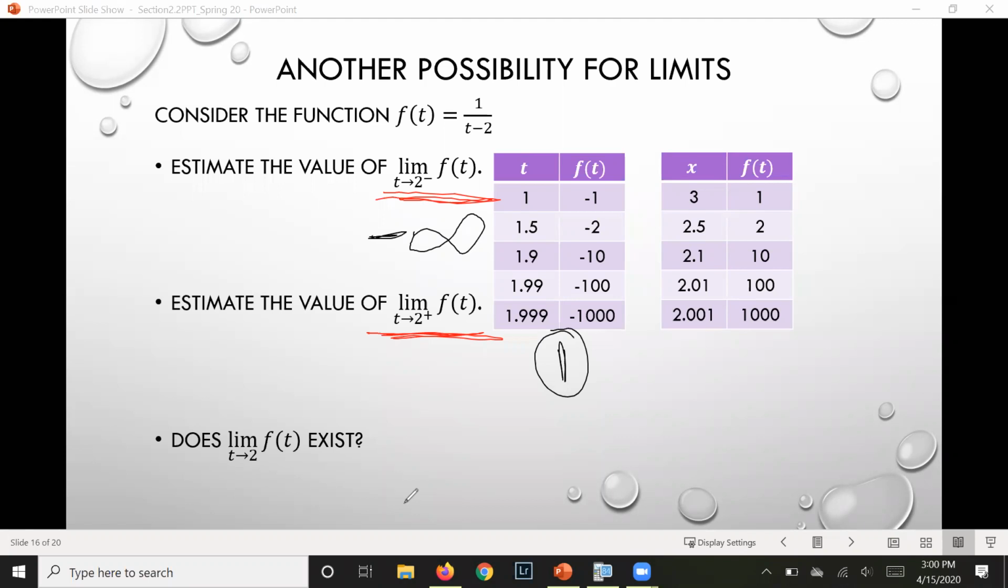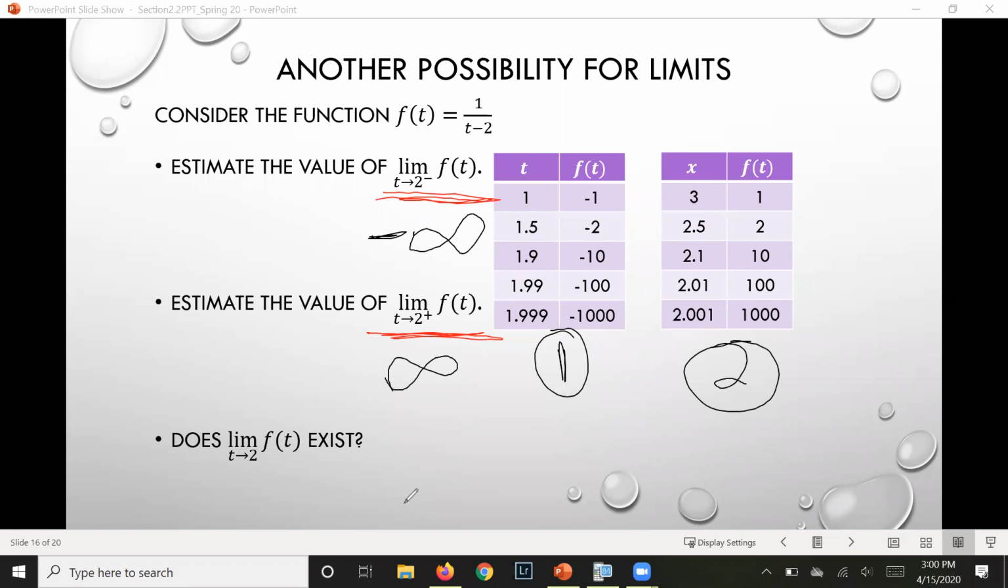However, if we look at the second table, I'm going to label this one as number 2. Notice that we input 3 and we get a value of 1. Input 2.5, we get a value of 2. 2.1, we get a value of 10. 2.01, we get a value of 100. 2.001, we get a value of 1,000. And it appears that as we get closer and closer to 2, these values are getting bigger and bigger, which looks like it's approaching positive infinity. So notice when we approach from the left-hand side, we get closer and closer to negative infinity. Approaching from the right-hand side, we're getting closer and closer to positive infinity.